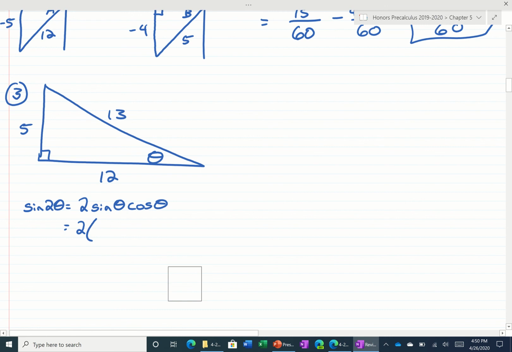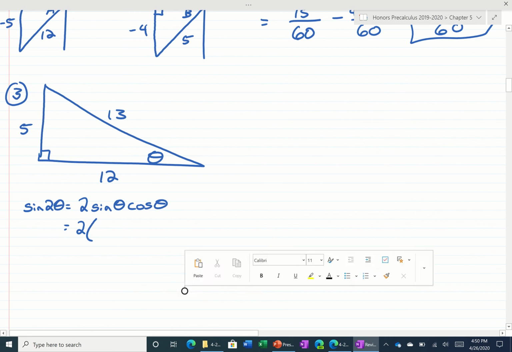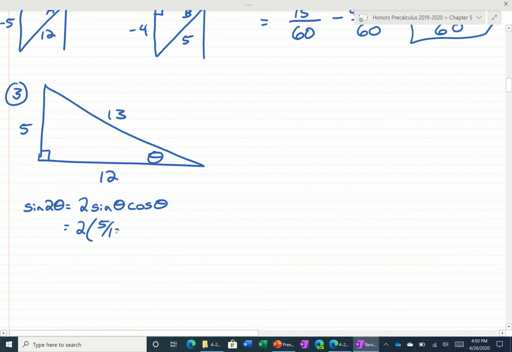So the sine would be 5/13. And cosine would be 12/13. So if you multiply that out, that would be 120/169. So the cosecant of this double angle would be the reciprocal, 169/120.